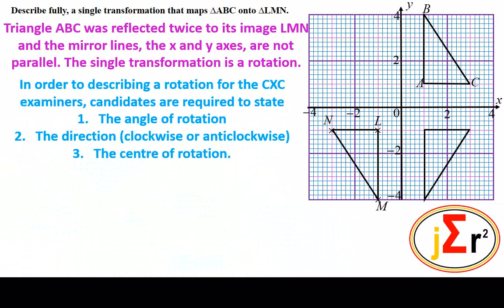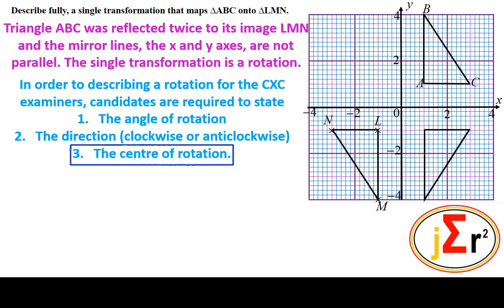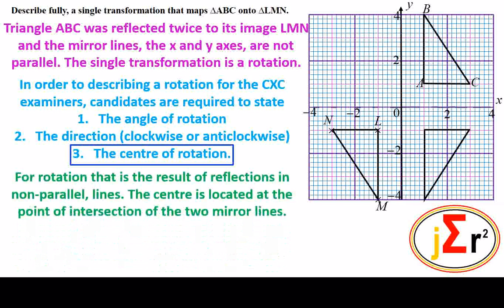In order to describe a rotation for the CXC examiners, candidates are required to state, 1. the angle of rotation, 2. the direction of turn, clockwise or anti-clockwise, or we may say clockwise or counterclockwise. And also we need to state the center of rotation. The center of rotation is the one that we will attempt to determine first. And the order does not matter in which you determine first.